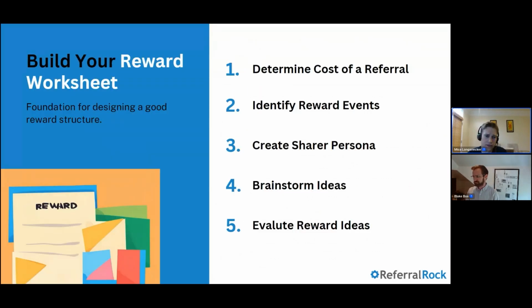So this leads us to what we recommend to do instead. Now that you understand a lot of those mistakes, we're going to talk through a better way to approach rewards. We call this our reward worksheet. I'll be sharing a tool that we built around this at the end, and we can talk through that. But the worksheet has 5 components to it.